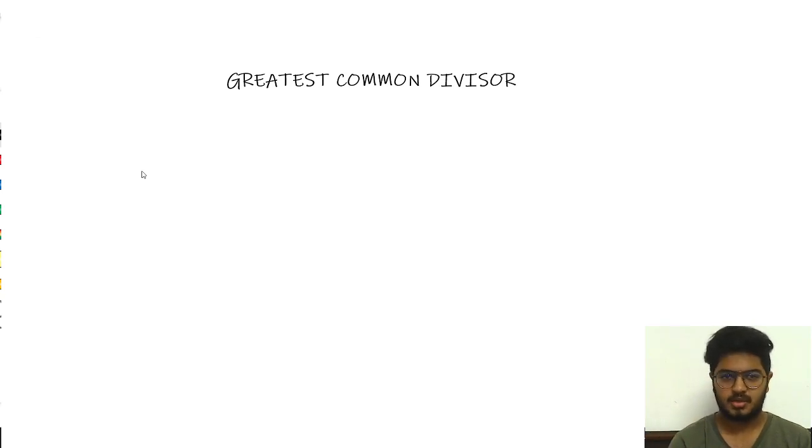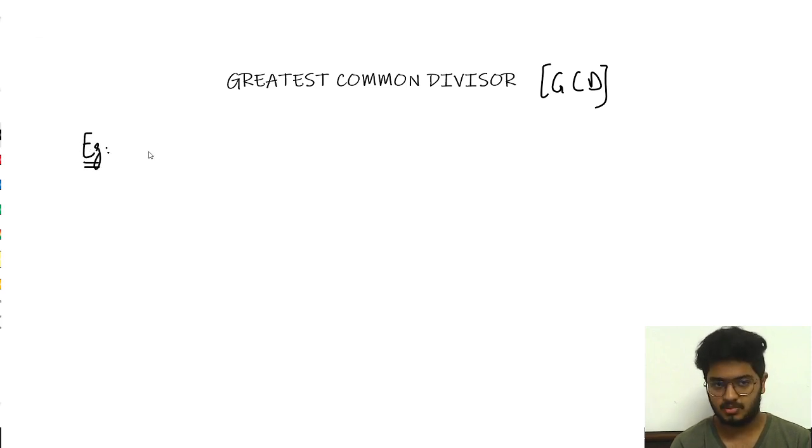Greatest common divisor or GCD. What does it mean? Let's understand this with an example. Suppose I have two numbers, 24 and 18.